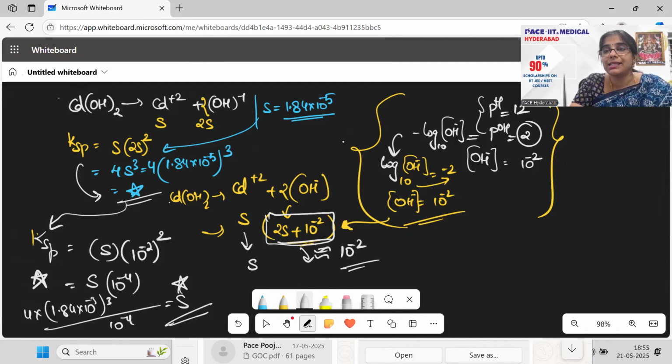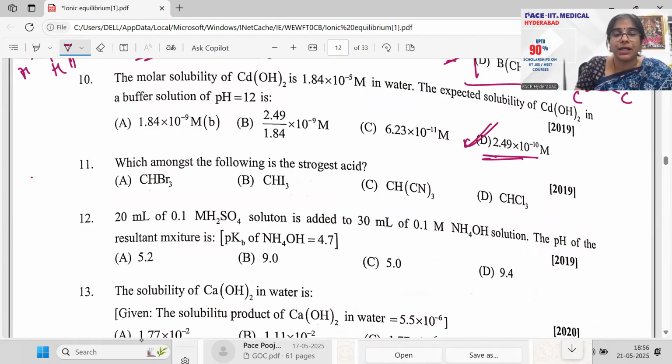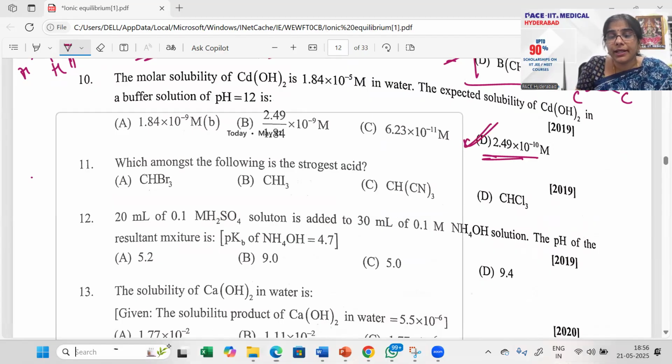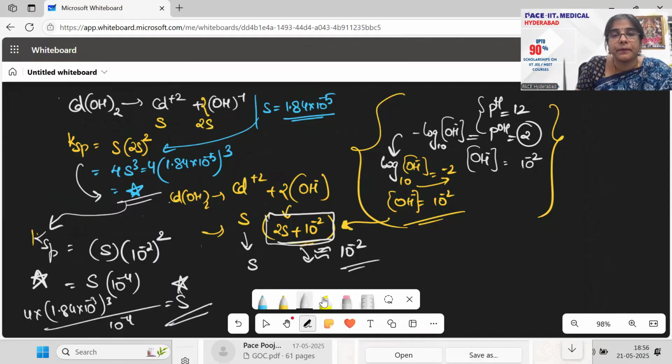So for that, you can just do it and check the answer. The answer is 2.49 into 10 to the power minus 10, option D is the answer here. Please check if you are getting option D or not, because I want you to definitely do the calculations. You need to be as fast as possible. You can't be slow on your calculations. Remember this. All right. Now, moving on. So this is the answer.